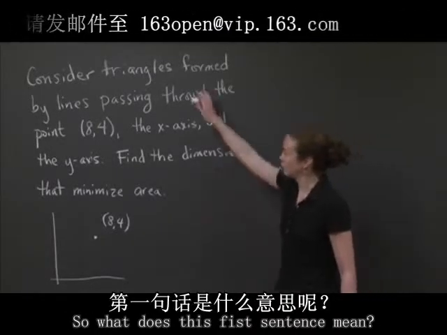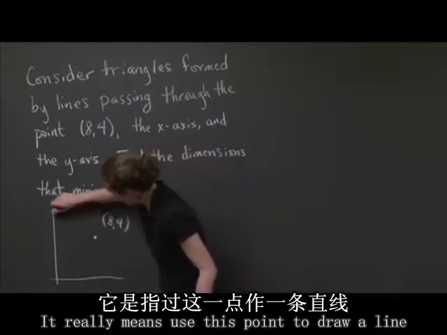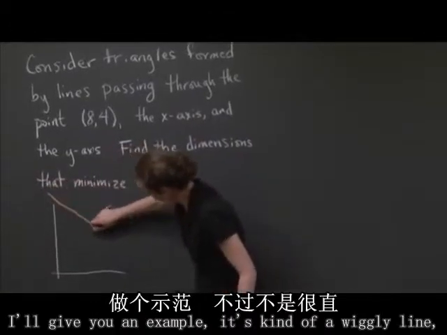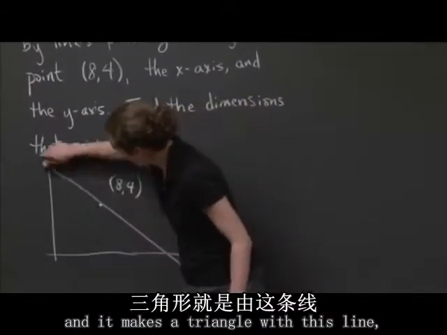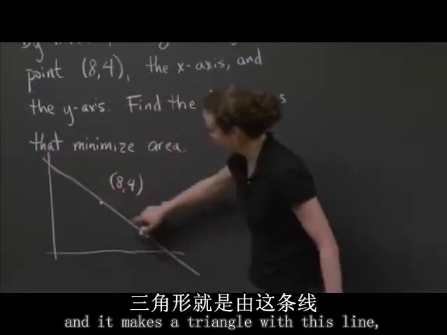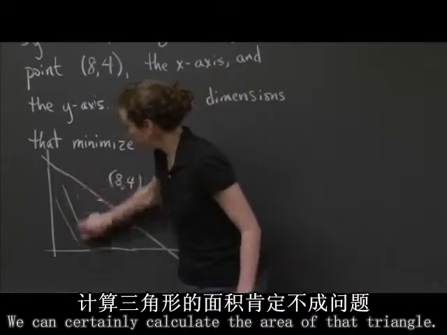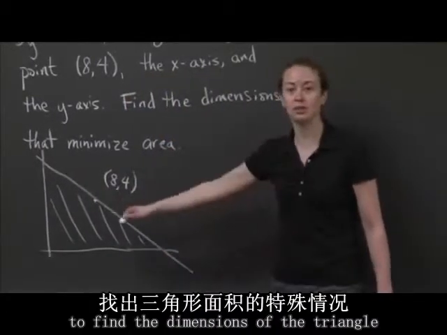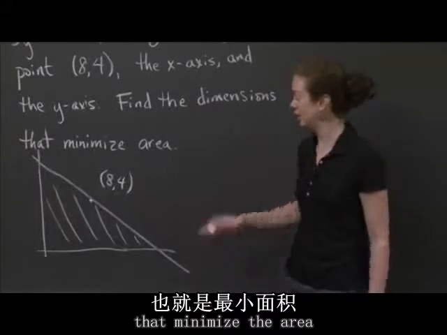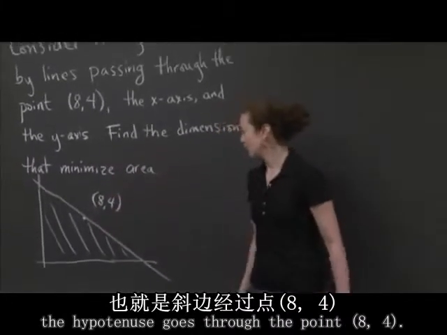So what does this first sentence mean? It really means use this point to draw a line through this point. I'll give you an example. It's kind of a wiggly line, but hopefully it looks like a line to you. And it makes a triangle with this line, the x-axis, and the y-axis. We can certainly calculate the area of that triangle. So the problem is asking you to find the dimensions of the triangle that minimize the area with the constraint that the hypotenuse goes through the point (8,4).